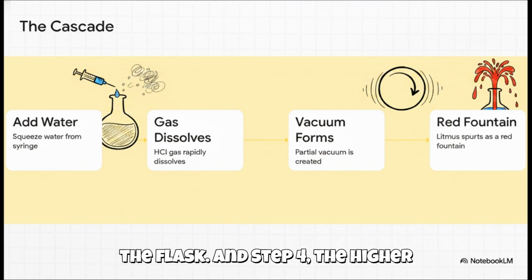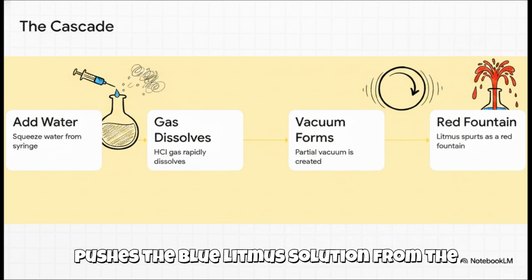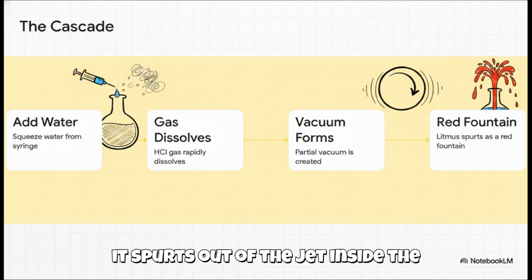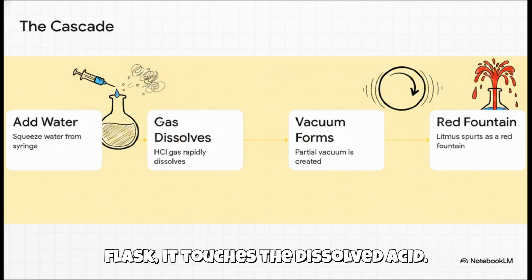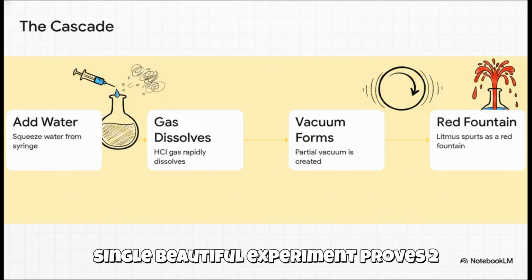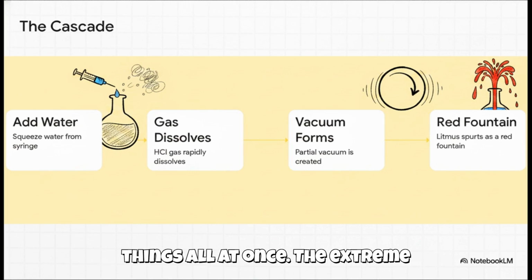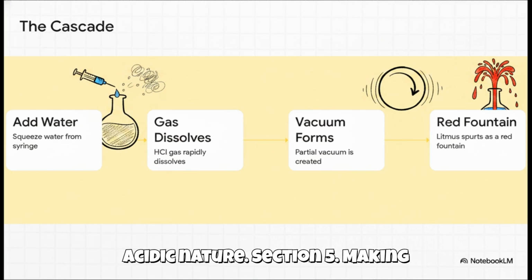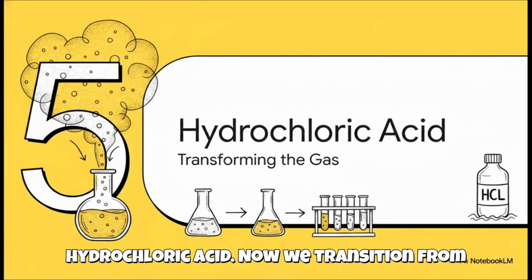And step 4, the higher atmospheric pressure outside instantly pushes the blue litmus solution from the trough all the way up that long tube. As it spurts out of the jet inside the flask, it touches the dissolved acid, immediately turning from blue to a brilliant spurting red fountain. This single, beautiful experiment proves two things all at once: the extreme solubility of the gas and its highly acidic nature.